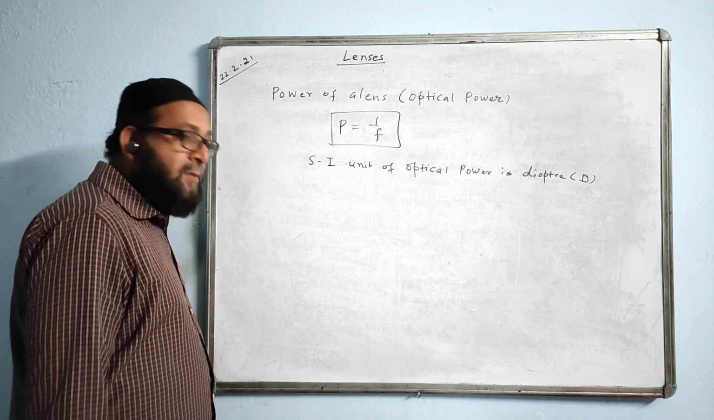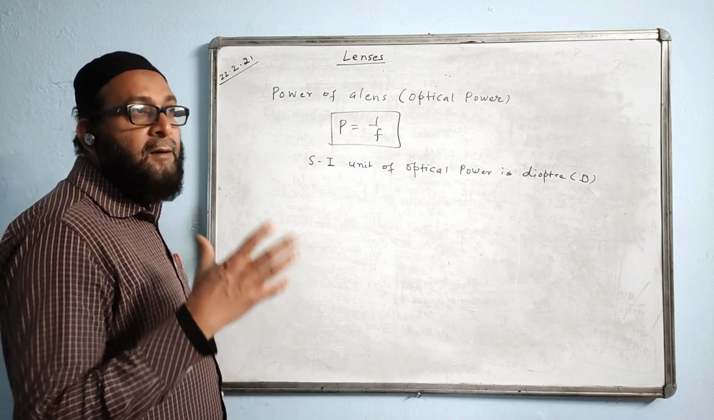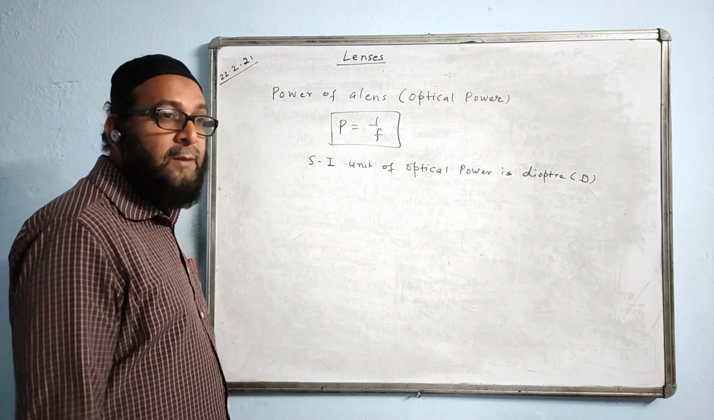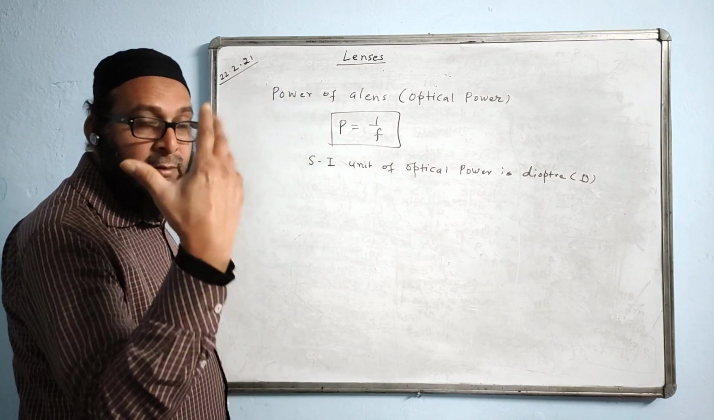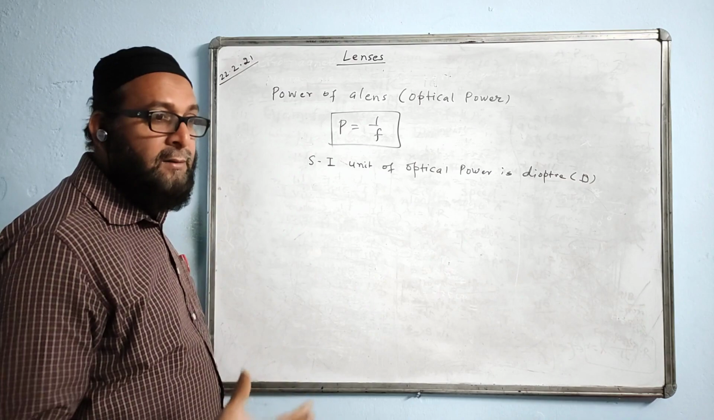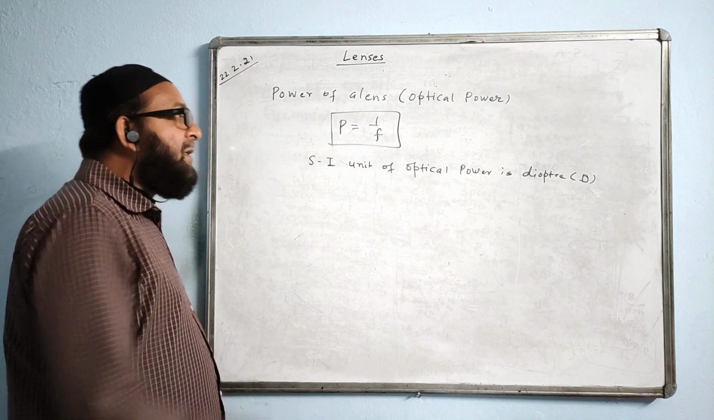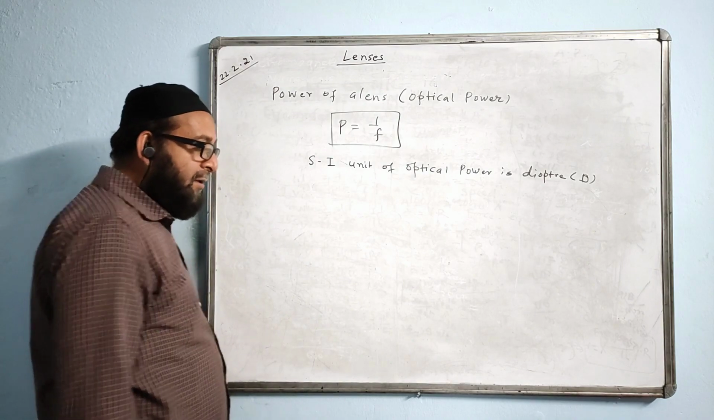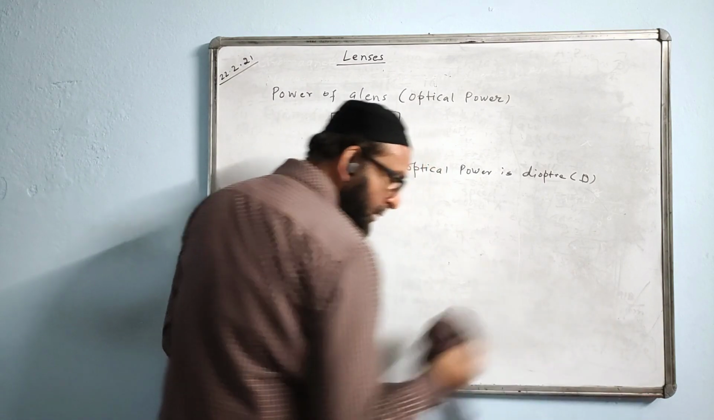Understood? This is the reason why in foggy weather it is difficult to see. Visibility problem will be there because the air becomes dense, and the density increases, that is power decreases, but the focal length increases. Focal length will increase, but they are inversely proportional.